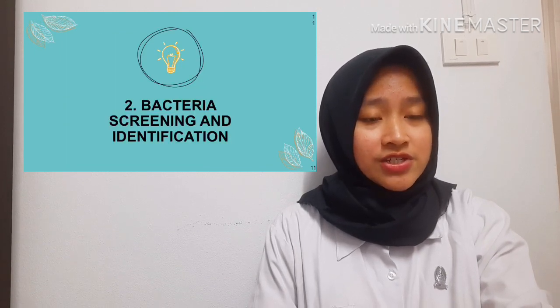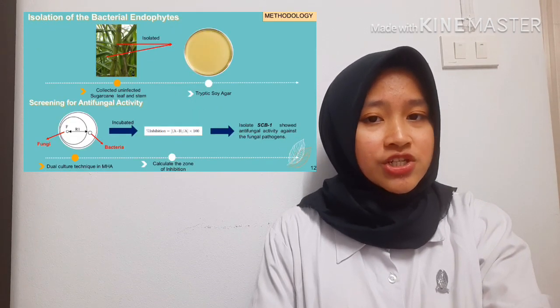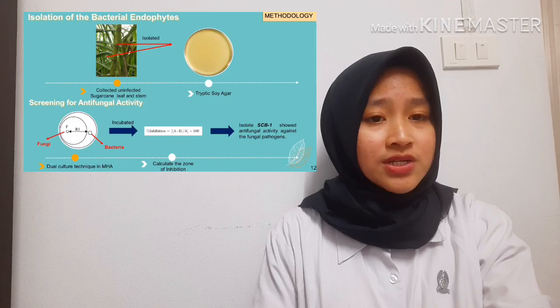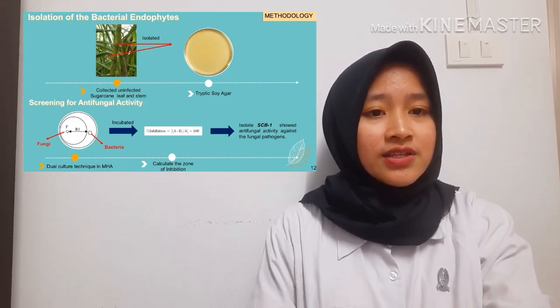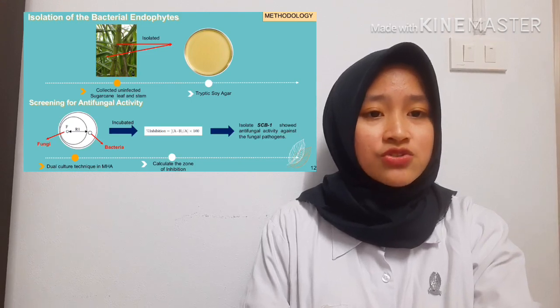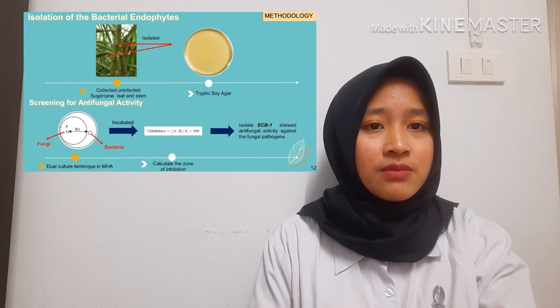The second one is bacteria screening and identification. Then the isolation of the bacterial endophytes. First, they collect uninfected sugarcane from its leaves and stem. After that, they isolate it on tryptic soy agar. After that, they move on to screening for antifungal activity.